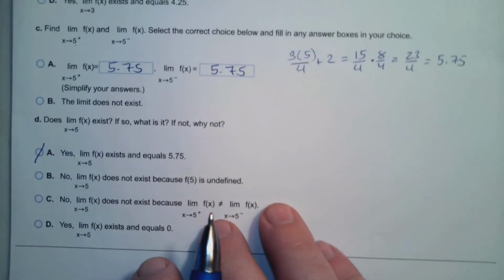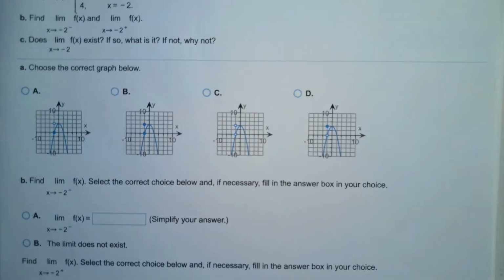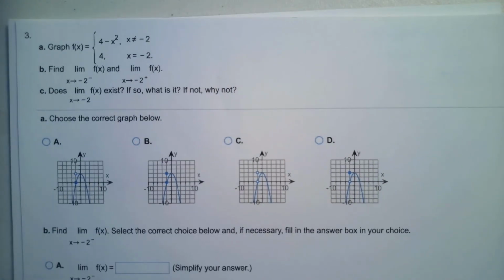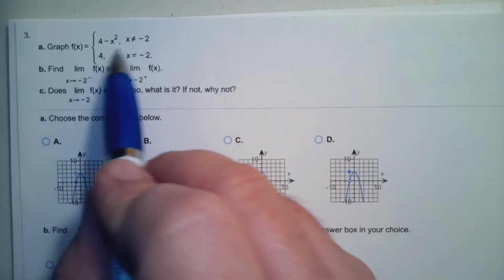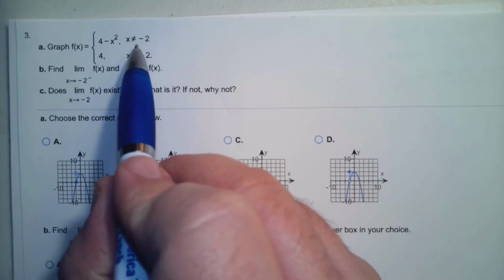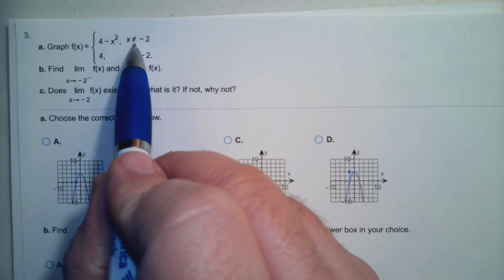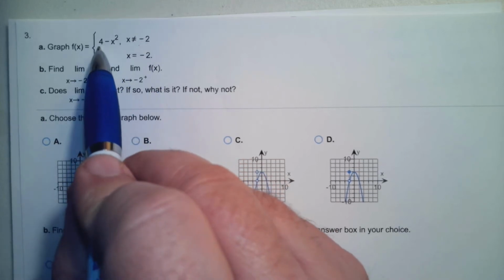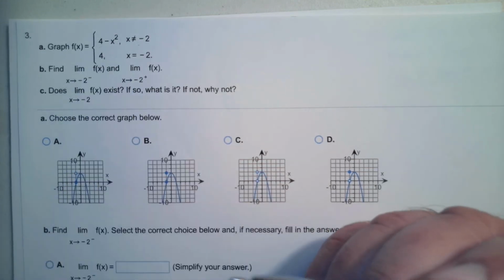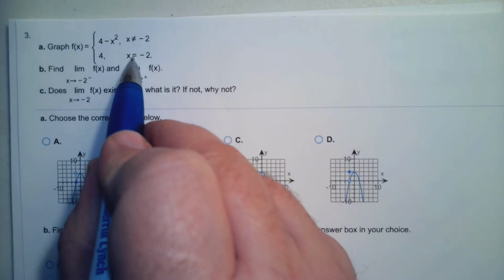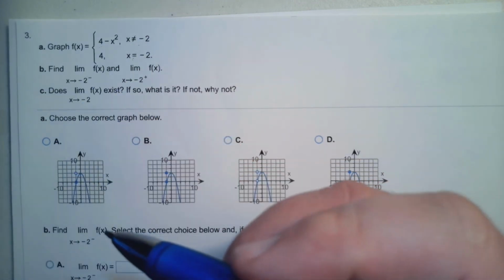Alright, so that's that page. Next one. Number 3. Graph the function f of x. It's a piecewise defined function. When x is not equal to negative 2, it equals 4 minus x squared. And then when x equals negative 2, it's 4.